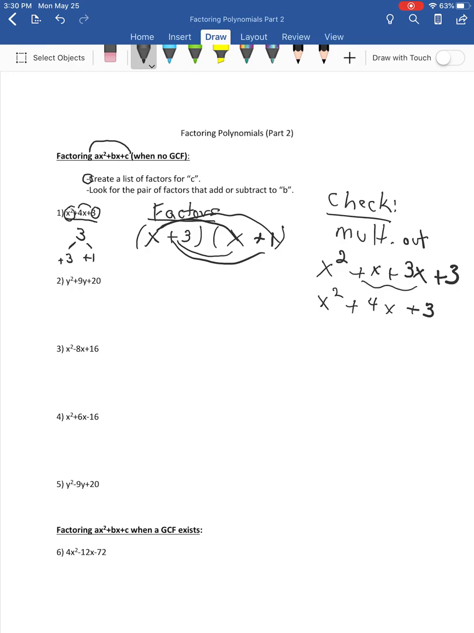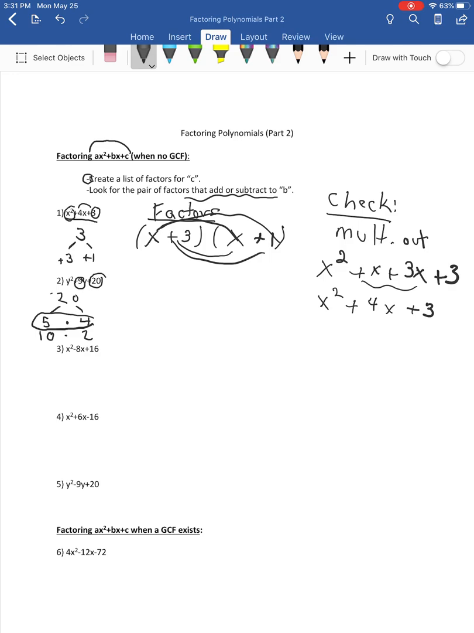All right, so let's look at number 2. y squared plus 9y plus 20. We're going to make a factor tree for 20. 20, 5, and 4. And we don't want to break it down to primes. We just want to keep looking at possible whole numbers that multiply out to 20. So I can also do 10 times 2, right? So we need to look for the pair that add or subtract to b, or add or subtract to 9. And of course, that's going to be the 5 and the 4.